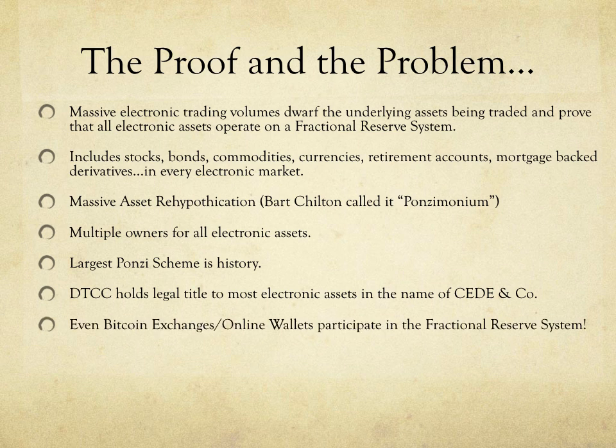And even Bitcoin exchanges and online wallets participate in the fractional reserve system. We saw that with the closing down or the halting of the 3 largest Bitcoin exchanges in the world in China. These exchanges were trading up to 65 million Bitcoin per week at the end of 2016, which is an insane number. And the Chinese government came in and said, hey, you got to stop this insane amount of rehypothecation going on.